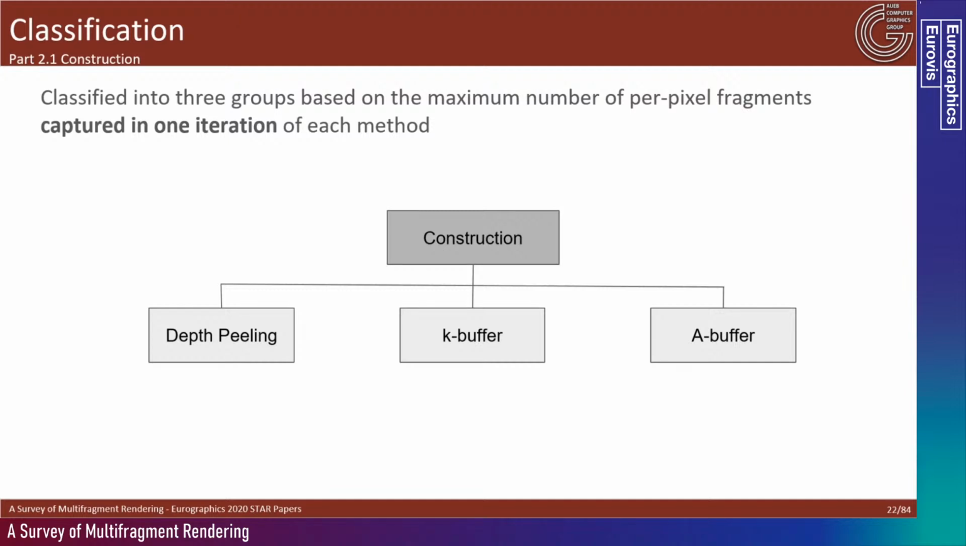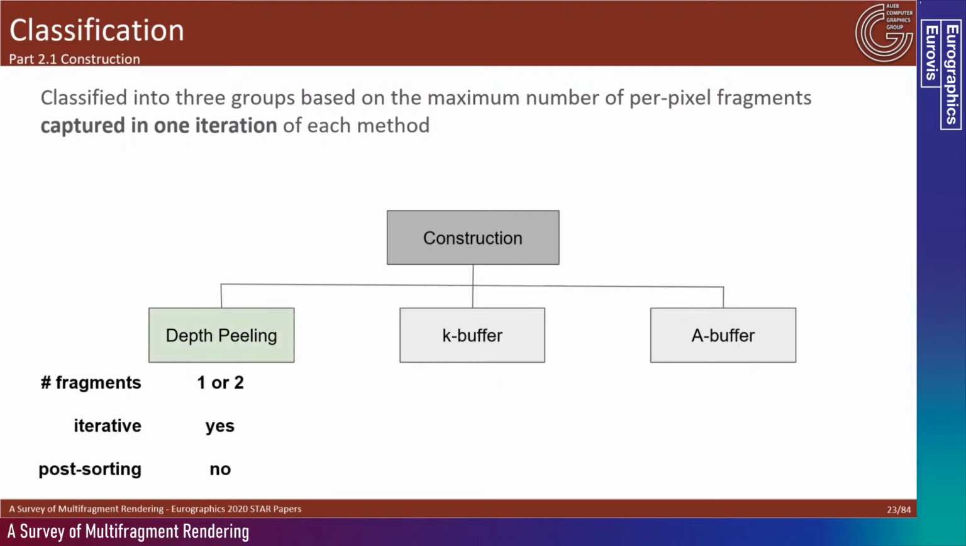Now let's go into more detail on each part of the pipeline. The first stage is construction, and without loss of generality, the MFR buffer construction techniques can be classified according to the maximum number of per pixel fragments captured in one iteration for each method. So we actually have three broad categories here: depth peeling, K-buffer, and A-buffer methods.